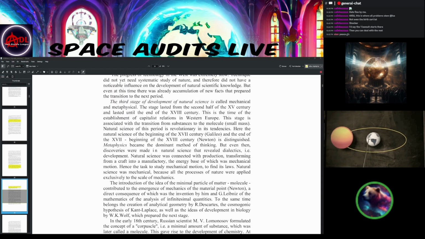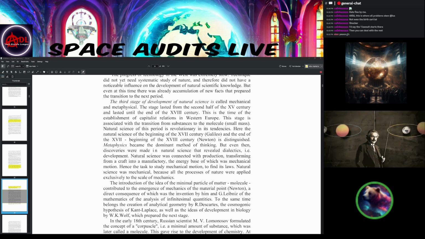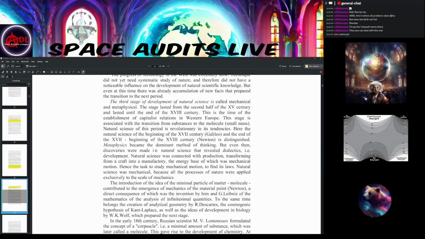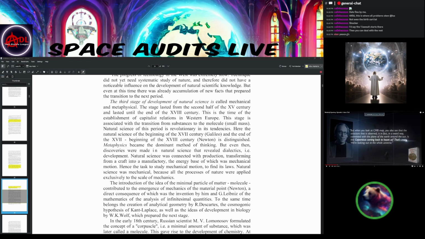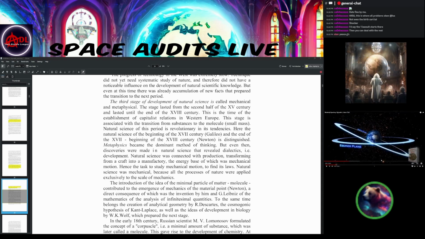The third stage of development in natural science is called the mechanical and metaphysical. This stage lasted from the second half of the 15th century till the end of the 18th century. This is the time of the establishment of capitalist relations in Western Europe. This stage is associated with the transition from substances to the molecule, small masses. Natural science of this period is revolutionary in its tendency.